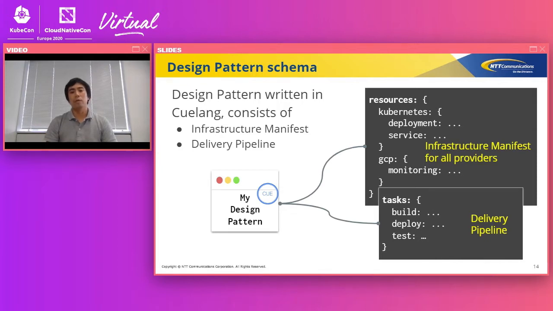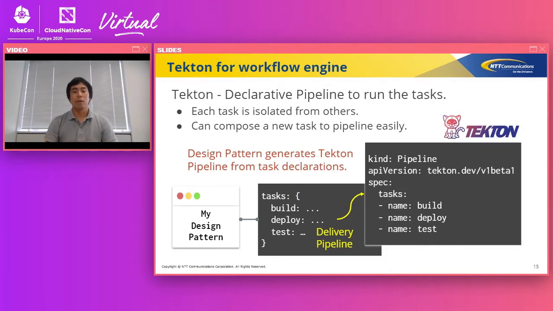Specifically, we use Cuelang for design patterns, and it consists of infrastructure manifest and delivery pipeline as shown. For the resource declaration, we allow enumerating all of the resource configurations per infrastructure provider. And we also have design patterns declaring tasks to be executed in the pipeline. Those tasks will get assembled into a Tekton pipeline. We chose Tekton because it has a declarative API and each task is isolated from others. As shown in this figure, we compose design pattern tasks into a Tekton pipeline.